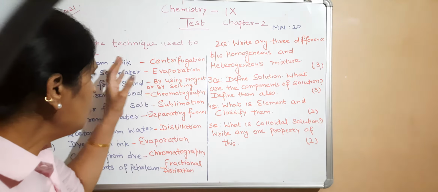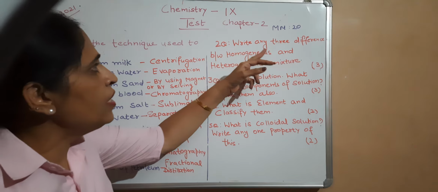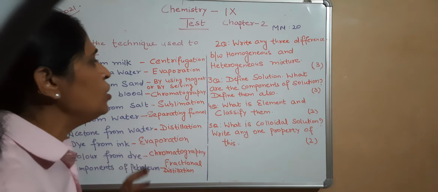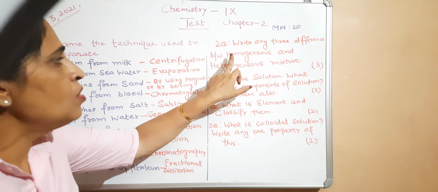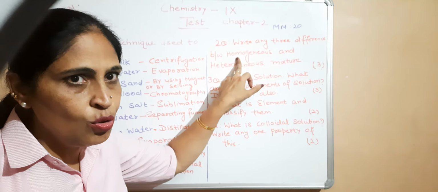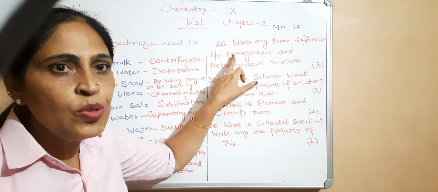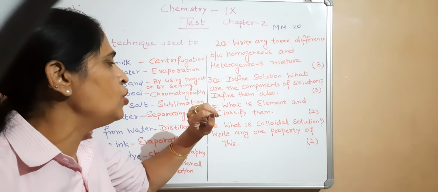Now the next question, which is of 10 marks: write any three differences between homogeneous and heterogeneous mixtures. A homogeneous mixture has uniform composition throughout. Having uniform composition throughout, that is the homogeneous mixture.